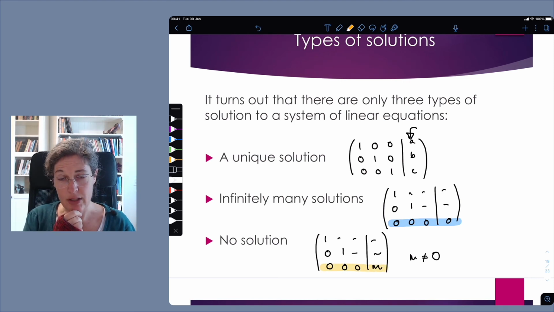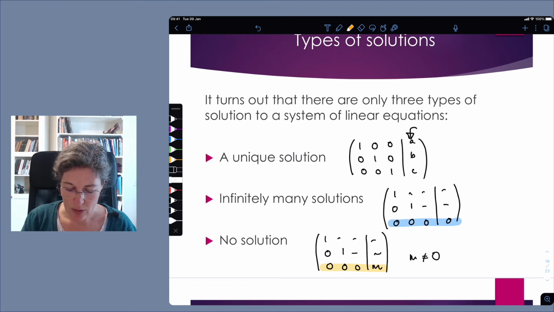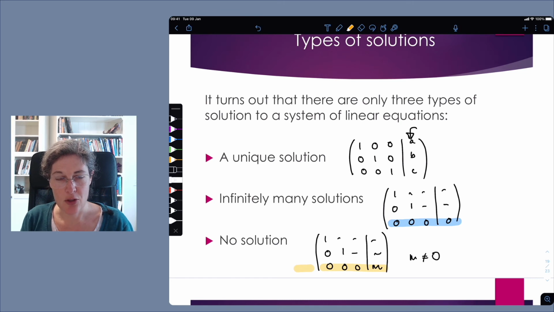And that's how you spot this. And this over here is telling us that you have a situation where you're trying to have 0 times x plus 0 times y plus 0 times z equal to something that's non-zero, which you can't have.